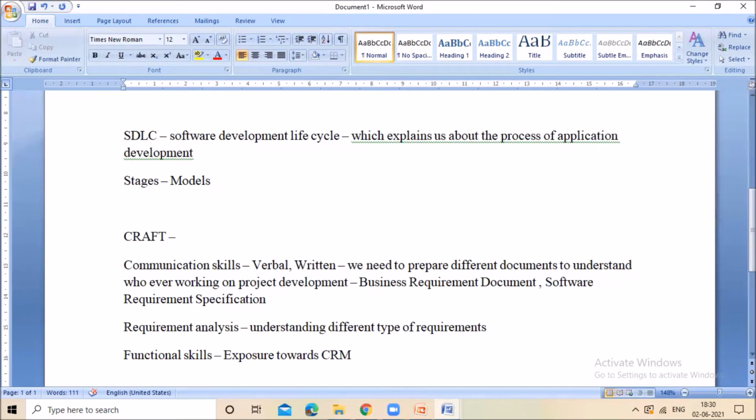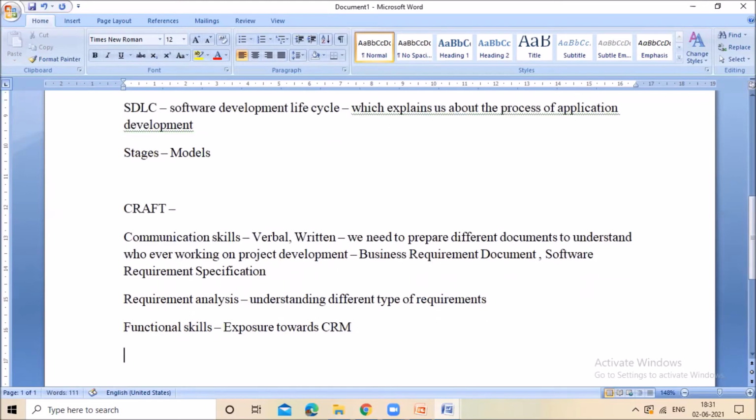Functional skills means you must have exposure towards CRM, which is customer relationship management. So the CRM process and everything is required. I'm giving this example with reference to Salesforce. Or if you are relating to banking, you need to have some exposure towards banking. Or if somebody is coming from an insurance background, they must know about insurance. Again, in insurance there are different things: health insurance process is different, property and casualty insurance is different, life insurance is different, and so on. Right? So functional knowledge is required.